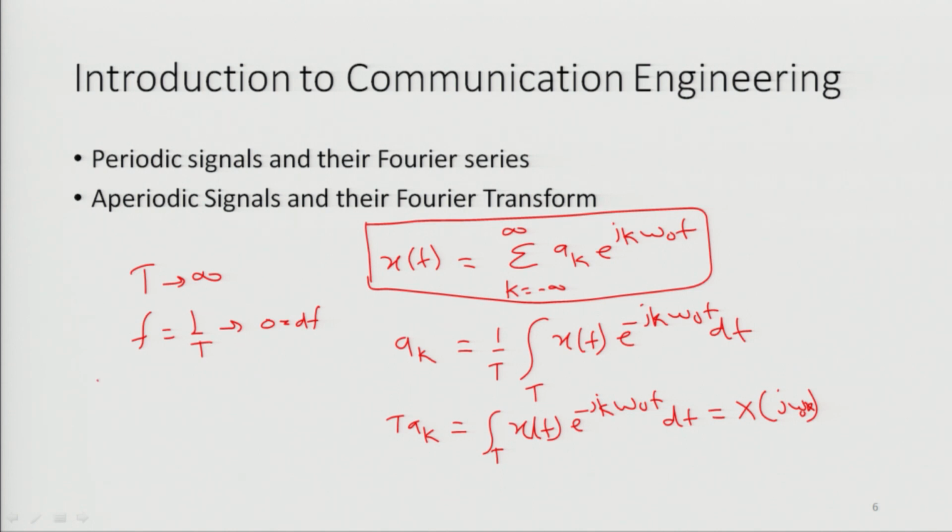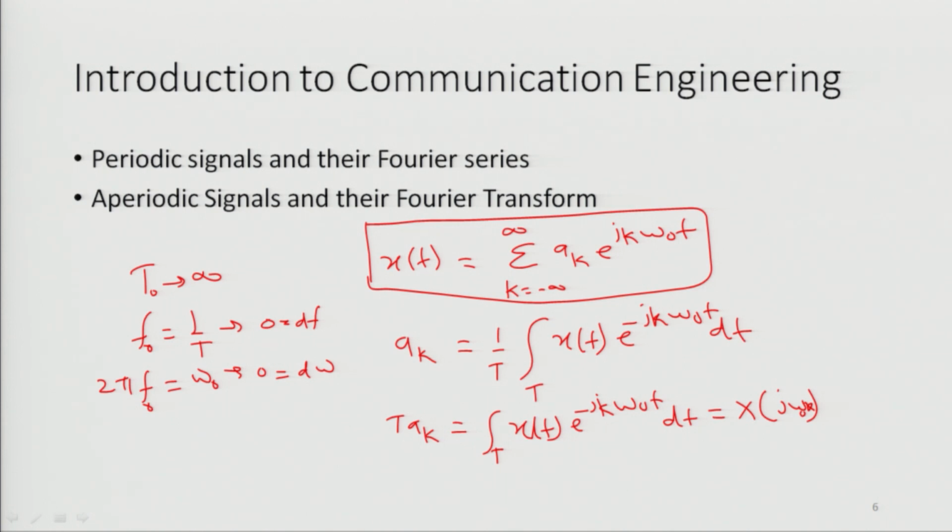And 2 pi f, that is omega. It may be f naught, t naught; as T tends to infinity, omega naught also tends to 0, that is d omega. Now, an aperiodic signal can be treated as a periodic signal, so these equations can be used with the period T taken as infinite. Now, this function X(j omega naught k), because omega naught tends to 0, is nothing but d omega.